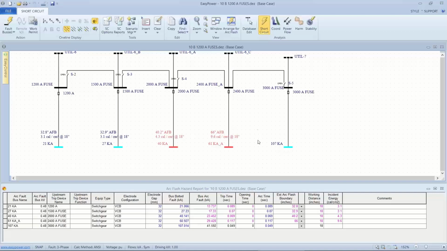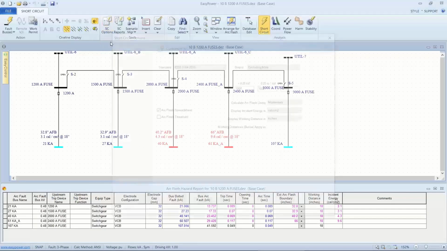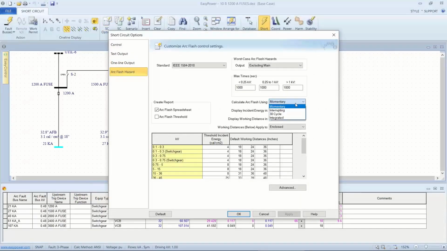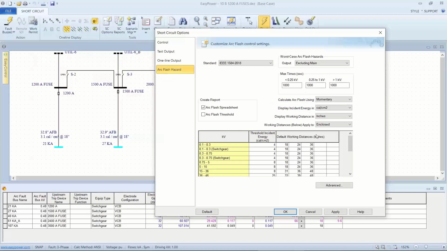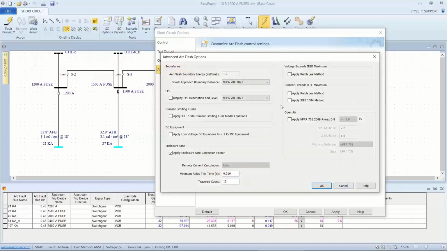electrical code. Now, the point I want to make here is when we go into the calculation methodology that's used for EasyPower, the recommendation in the standard is to use the integrated method, especially if we have longer faults. Well, we're not even looking at longer faults at this point, so I want to use momentary current, which is the half cycle current. Secondly, if we're going to talk about the current exceeding the IEEE maximum, then we have to make a selection about whether we're going to use Ralph Lee or IEEE 1584 extended, which is not recommended.